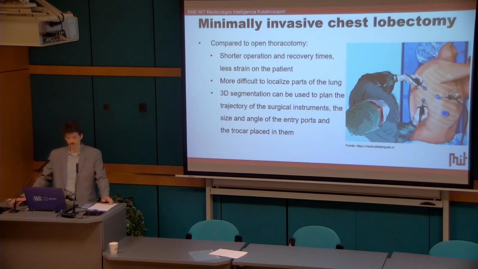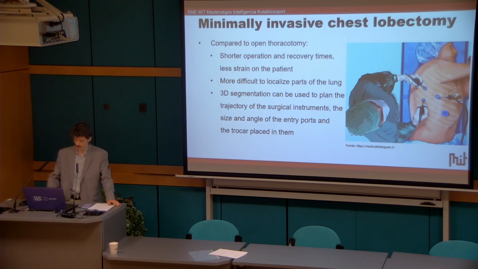If we compare this kind of surgical operation to the classical open thoracotomy, we can say that the operating time and the recovery time of the patient is significantly shorter. It causes less strain on the patient. However, it is more difficult to localize parts of the lungs, which is necessary to plan an adequate surgery operation. And this is the reason why 3-dimensional segmentation of the chest can help and improve the quality of these medical operations by enabling the planning of the trajectory of the surgical equipment and instruments, and the planning of the concrete size, angle, and the entry ports and the trocars placed in the body.